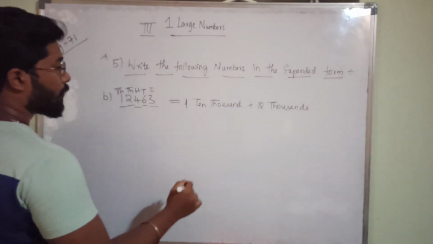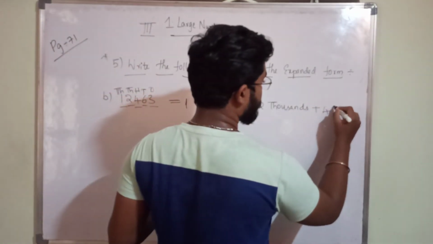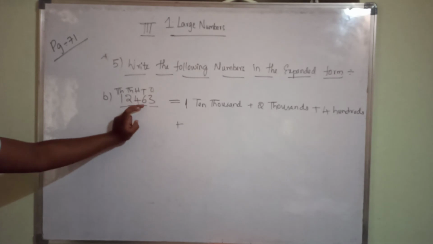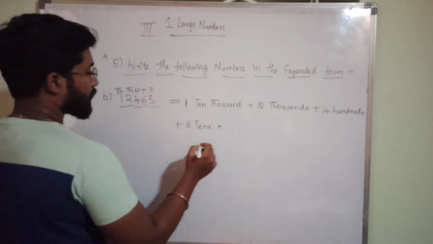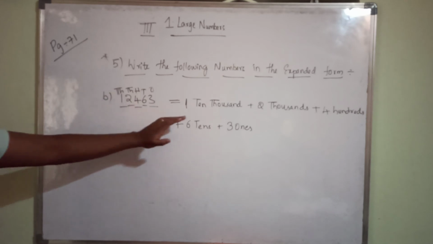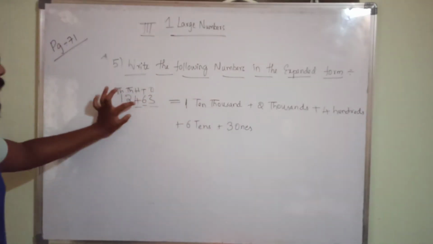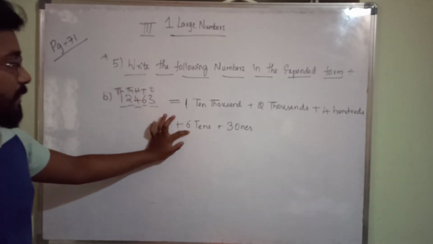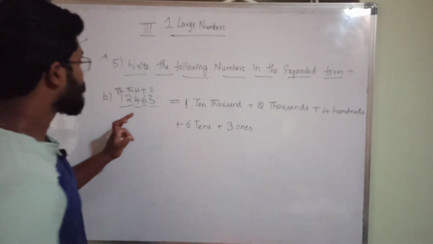Okay, plus 4 is in which place? Hundreds place, 4 hundreds. This is a very easy technique what I am saying. Okay, 6 is in which place? Tens place, 6 tens, plus 3 is in which place? Ones place, 3 ones. That's all. 1 is in 10,000s place, so 1 10,000. 2 in which place? Thousands place, 2 thousands. 4 is in which place? Hundreds place, 4 hundreds. 6 is in which place? Tens place, 6 tens. 3 is in which place? Ones place, so 3 ones.